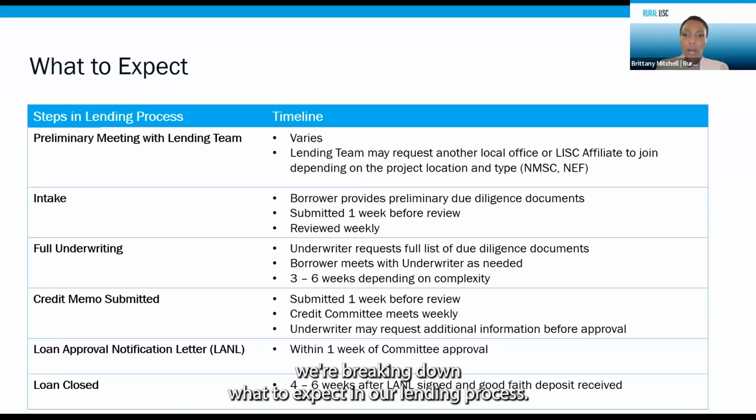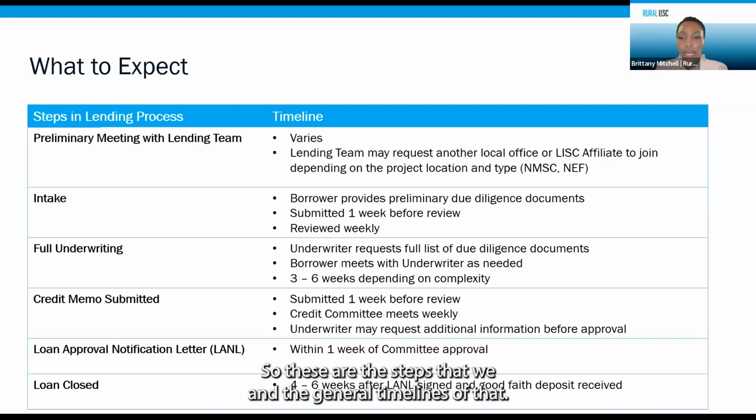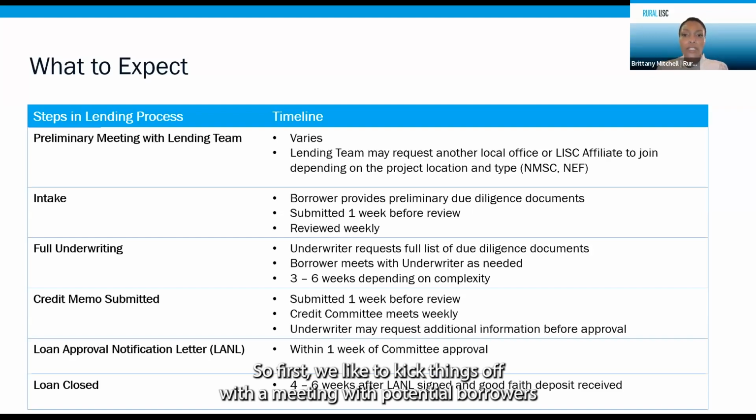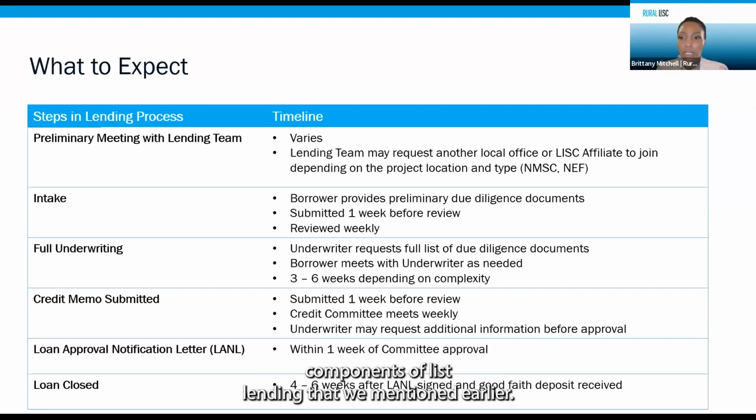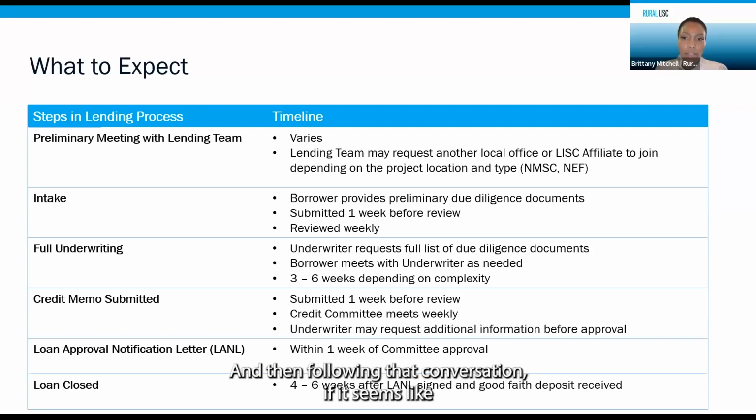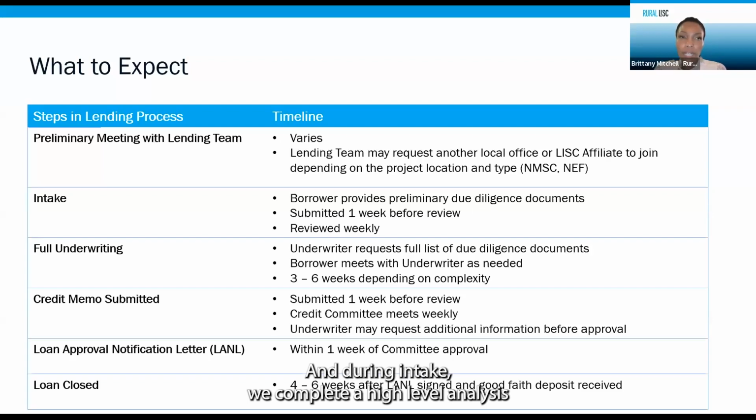Here we're breaking down what to expect in our lending process. These are the steps and the general timelines. First, we like to kick things off with a meeting with potential borrowers to hear more about their project and how it meets those core components of LISC lending that we mentioned earlier. Following that conversation, if it seems like it's a good fit for LISC, we'll then bring the project to our national underwriting team through a process that we call intake. During intake, we complete a high-level analysis to see if we can proceed to a full underwriting of the loan request.